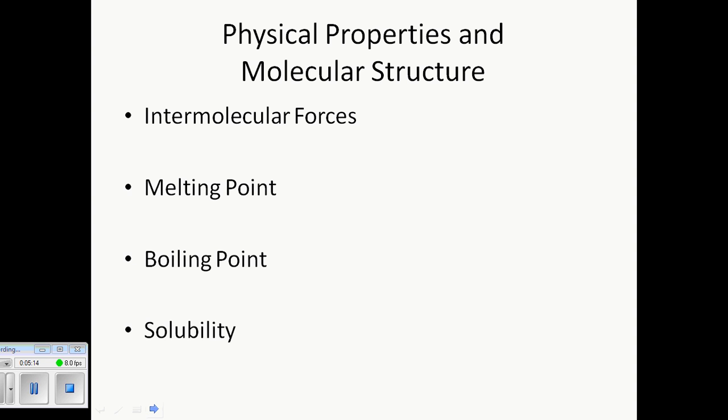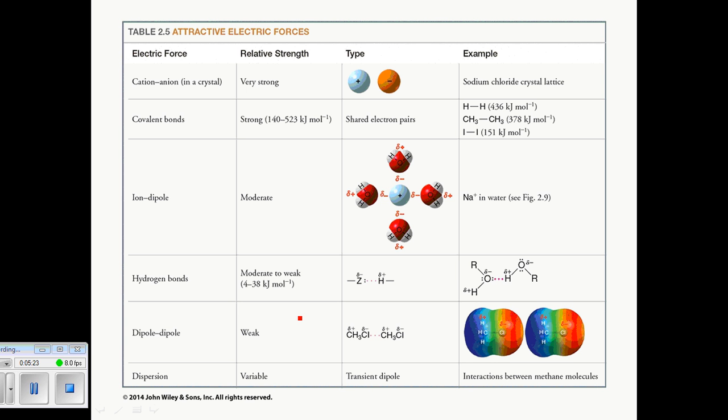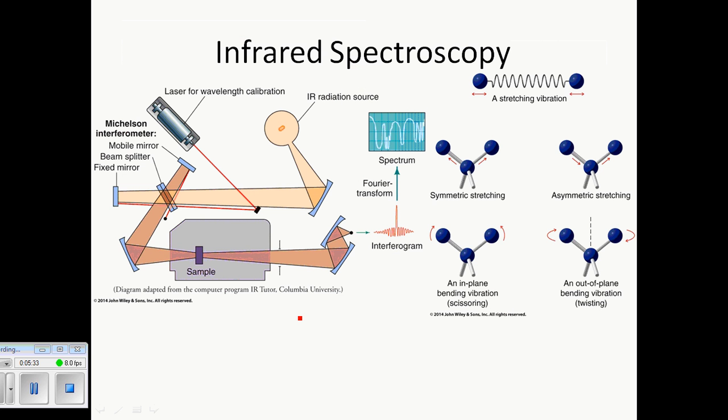But those intermolecular forces are what drive the changes or differences in melting point, boiling point, and solubility. So these different attractive forces that you see here are responsible for how high or how low a boiling point is, because you have the different interactions of the different species with each other. And then the last thing we'll talk about is infrared spectroscopy.